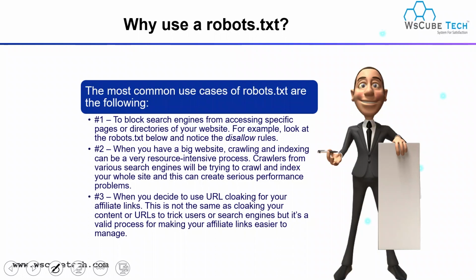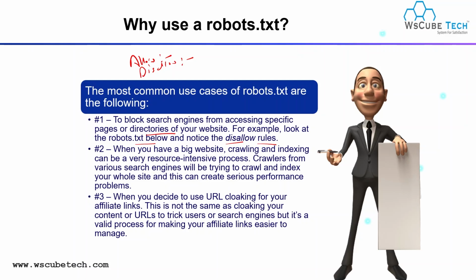Now, why do we do that? We have some most common use cases of your robots.txt file, and they are just to block search engines from accessing specific pages or directories of your website. For example, look at the robots.txt file. We notice this allow rule. We have two types of rules here. One is allow, which allows your search engine crawler to crawl that particular link, and next is disallow. In your disallow rule, you can mention that particular file path or page path which you want your search engine crawler not to crawl.